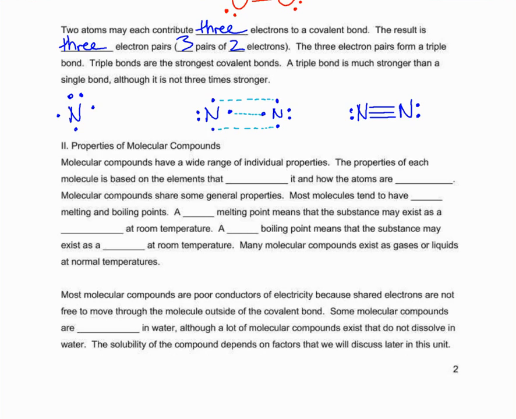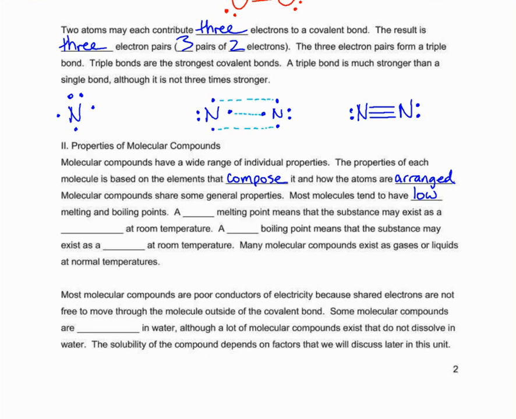So the properties of an individual molecule is based on the elements that compose it and how the atoms are arranged. But we do share some general properties. For instance, most molecules tend to have low melting and boiling points.